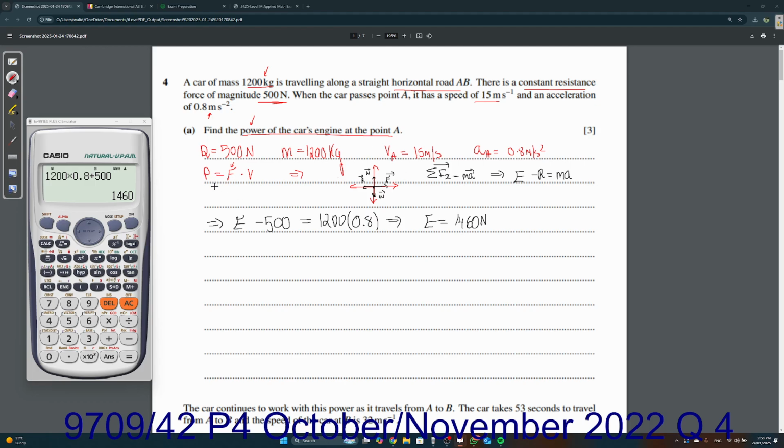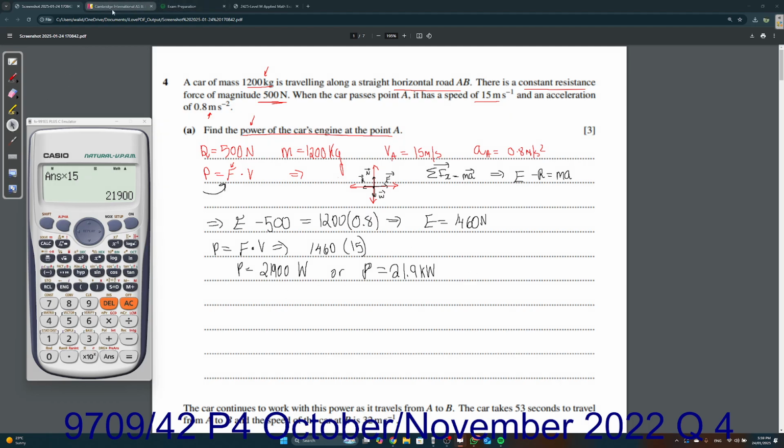You're going to get 1460 newtons. Can we now apply P is equal to Fv? Of course we can. So P is equal to the force times the velocity. The force is 1460. The velocity is 15. So you do 1460 times 15 and you get 21,900. So P is equal to 21,900 watts, or if you want to put it in kilowatts, 21.9 kilowatts.